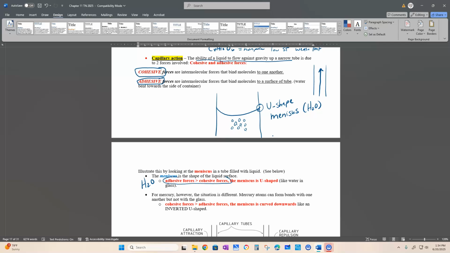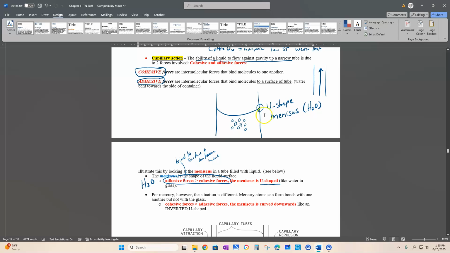Adhesive, if it's greater than the cohesive. Okay, so if your forces are stronger for the adhesive versus cohesive, you have a U-shaped curve. So the adhesive, remember, those are the molecules that bind to the surface and the container more than the molecules themselves. So that's why you have this U shape.